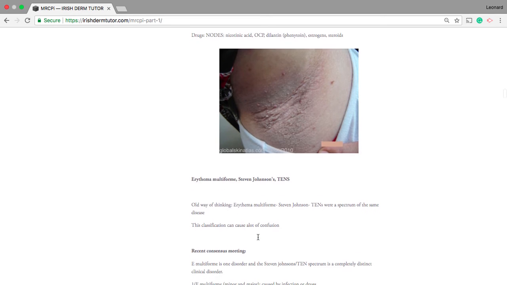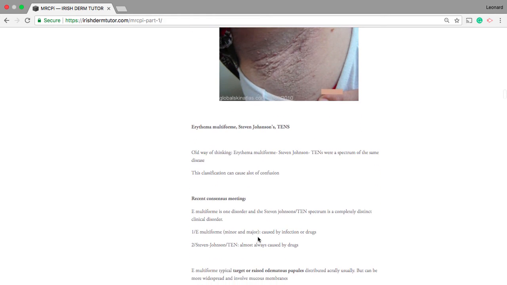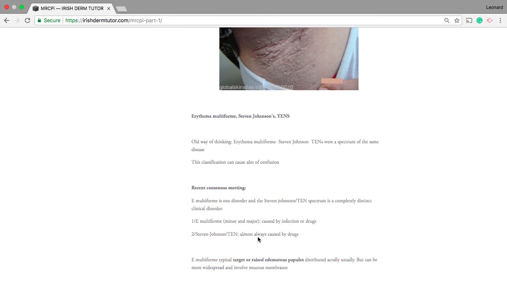Now, a recent consensus meeting stated that erythema multiforme is one diagnosis, and the Stevens-Johnson TEN spectrum is a completely distinct clinical disorder. So erythema multiforme, which can be minor or major, is caused by infection or drugs, whereas Stevens-Johnson and TEN is almost always caused by drugs.